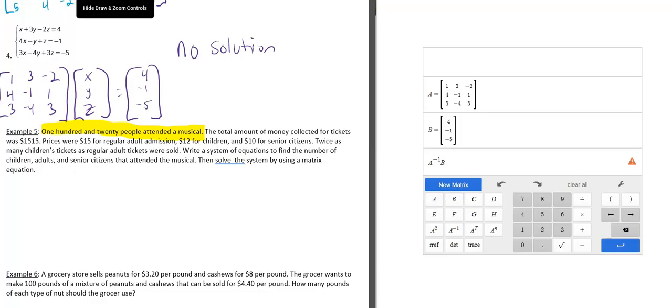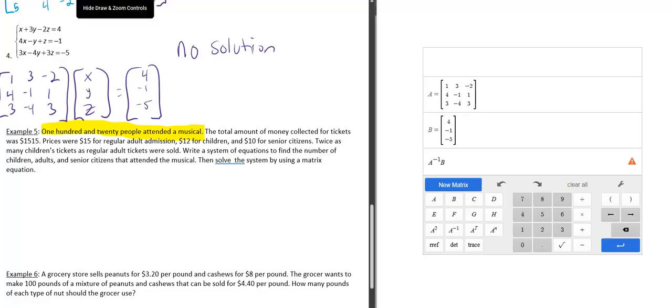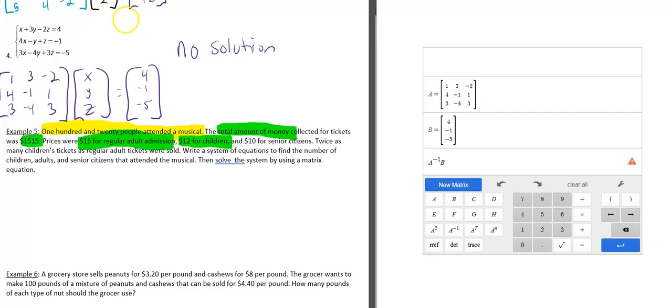The total amount of money collected for the tickets is $1,515. Let's put that in another color. Total amount of money, $1,515. The prices were $15 for regular admission. That's still money, so I'm going to put that in green. $12 for children. That's still money. I'm going to put that in green. And $10 for citizens. The reason I put everything that talks about money in green is because that should go into its own equation.